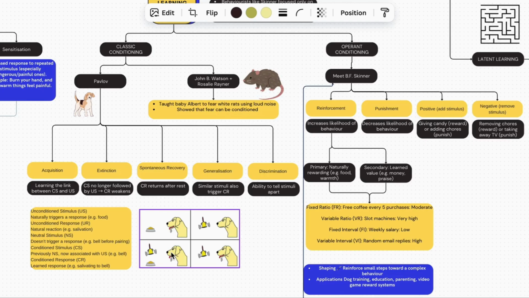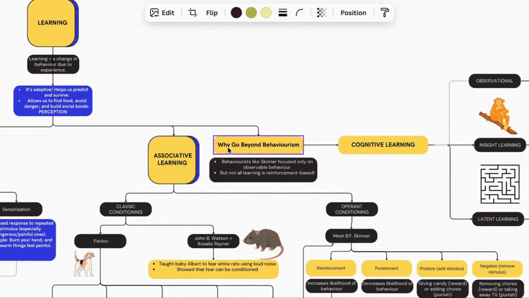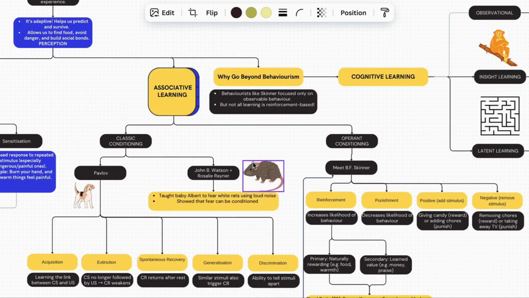Then extinction: CS is no longer followed by US, where US is the unconditioned stimulus, and CR weakens. CR is the conditioned response. Then spontaneous recovery: CR returns after a rest. Generalization: similar stimuli also trigger CR. Discrimination: the ability to tell stimuli apart.